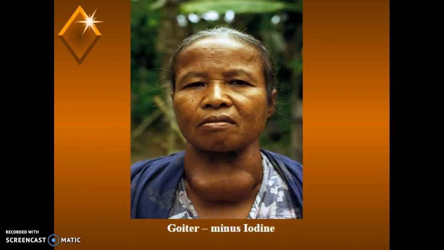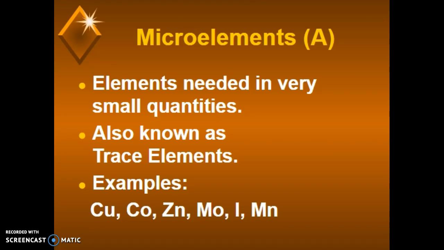The lady on the next slide, she's short on iodine, so she's developed something called a goiter. We see that a lot when our microelements are thrown off. We notice phenotypic changes or things that we can observe.